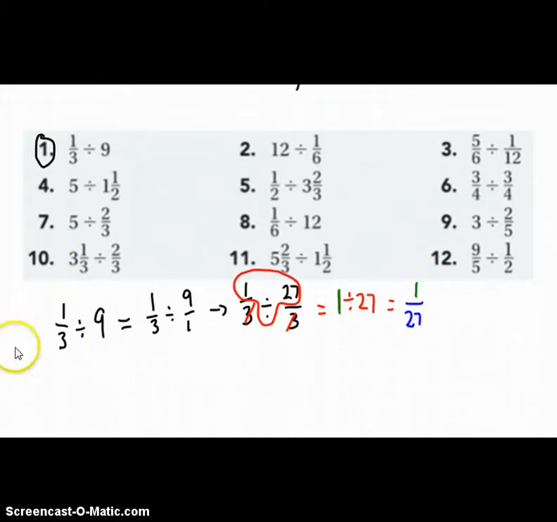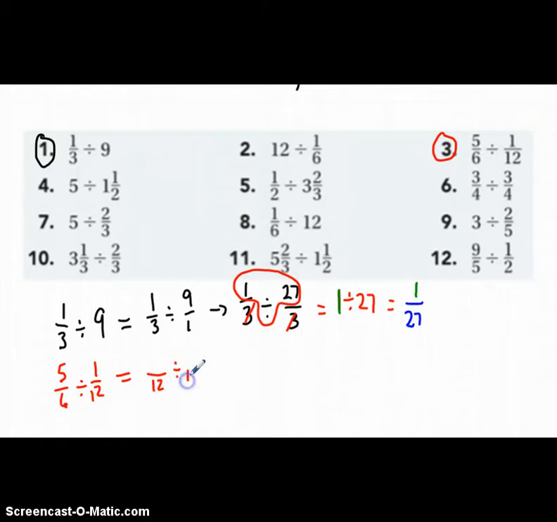All right, so let's try another one. Let's skip the second problem and go on to problem number 3. I'm going to do problem number 3 using that same algorithm. Problem number 3 is 5/6 divided by 1/12. Again, we're turning these into common denominators. As I look at this, I see 6 and 12. 12 is a multiple of 6, so my common denominator should be 12.